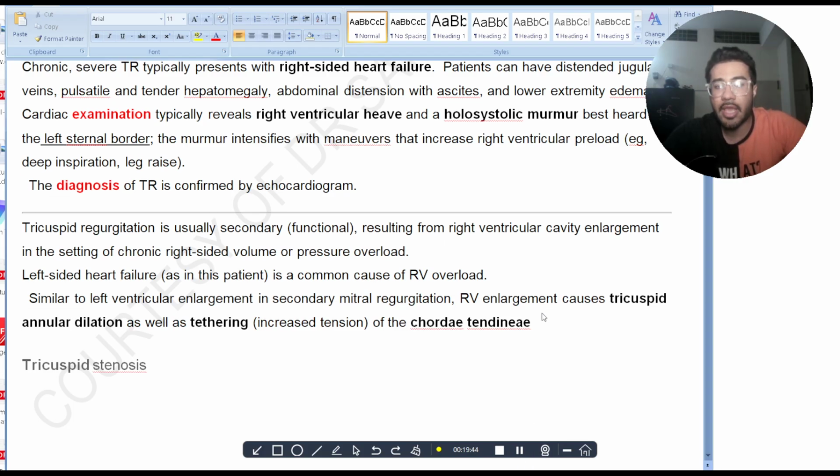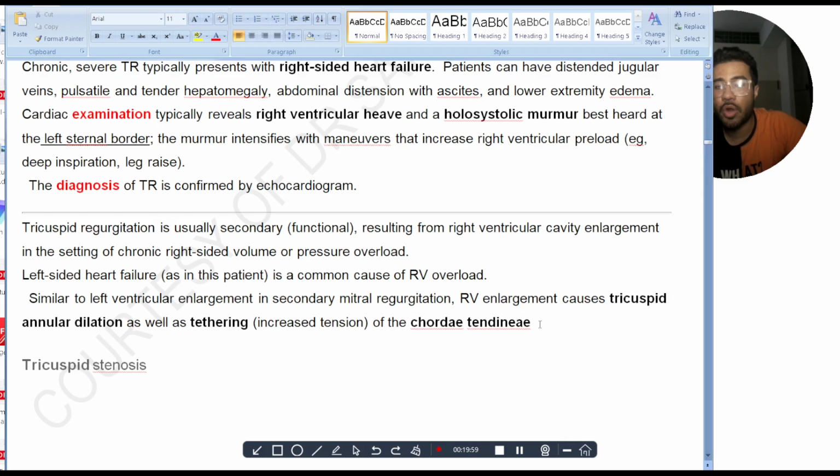So what can you decipher from this paragraph? The important thing is that if a patient has pulmonary hypertension that is leading to cor pulmonale, what happens in cor pulmonale? The right side of the heart starts to fail. So what it means to say that cor pulmonale, let me write it down.